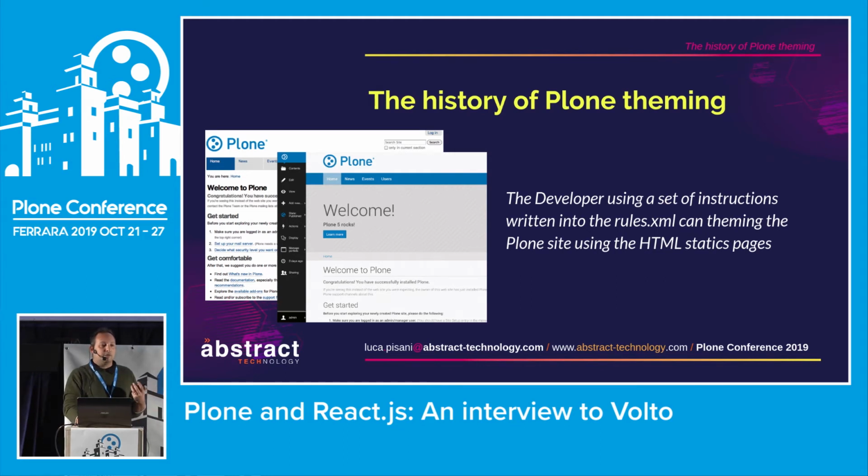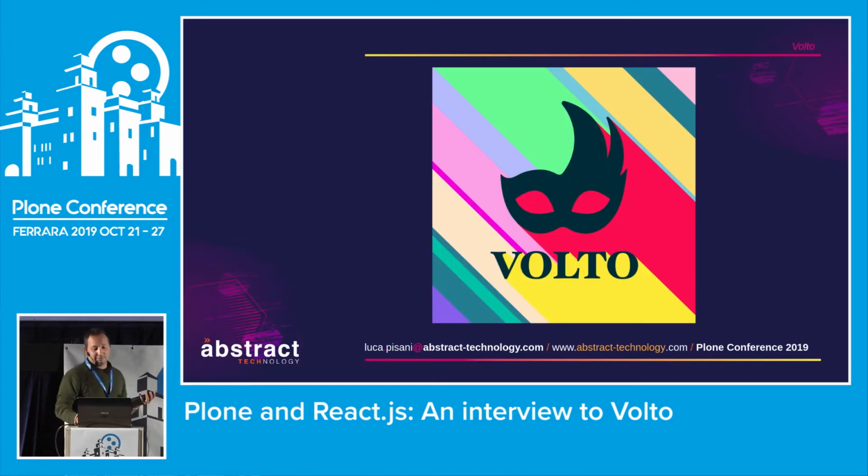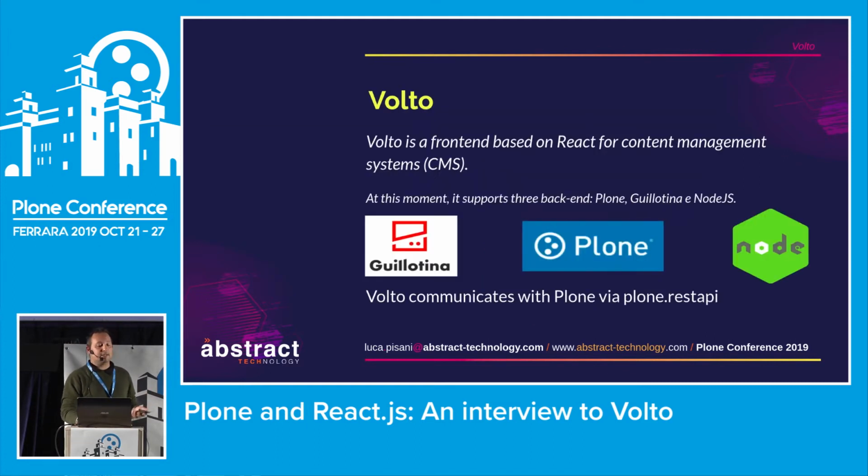But now what do we have? We have Volto. Volto is a front end based on React and content types for skinning a content management system. Now it supports three backends: Plone, Guillotina, and Node.js. Volto communicates with Plone via the Plone REST API.